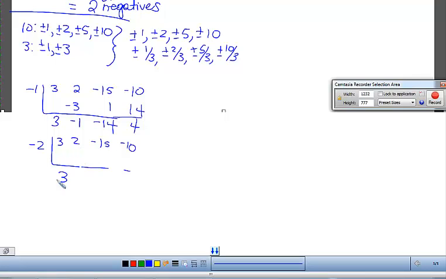Okay, bring down the 3. 3 and -2 is -6. We get -4. -4 and -2 is 8. Gives us -7. -7 and -2 is 14. We get 4. So we still don't know anything. Should we try -5? Yes?